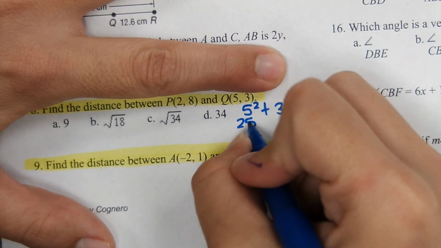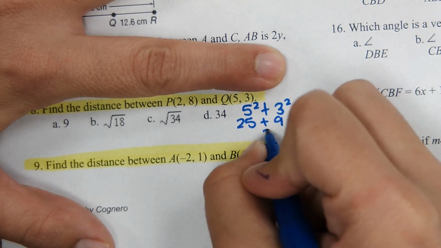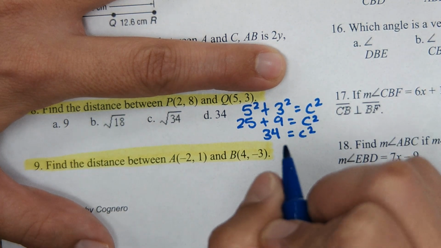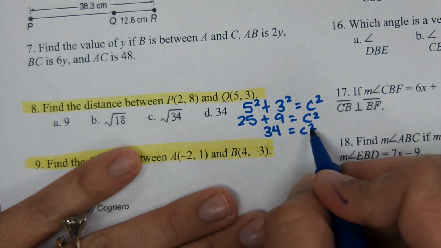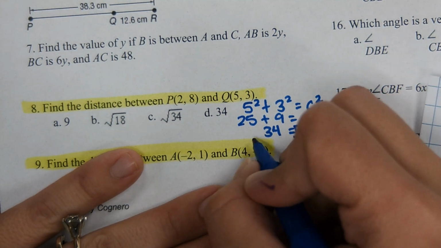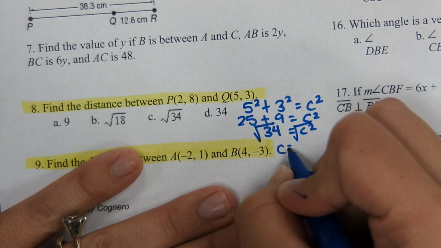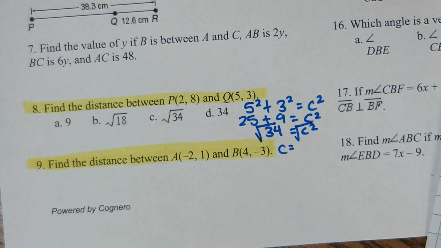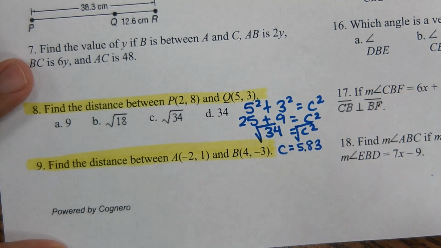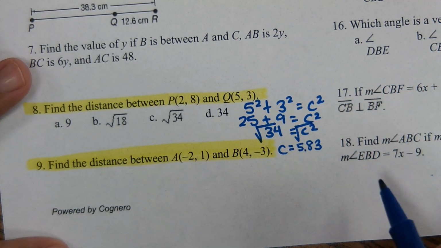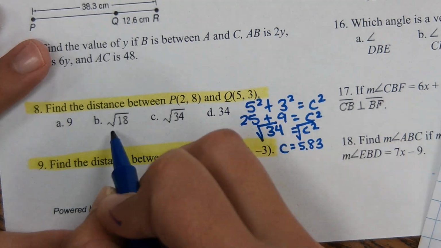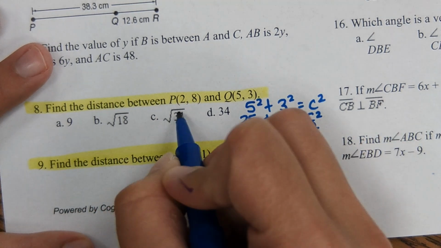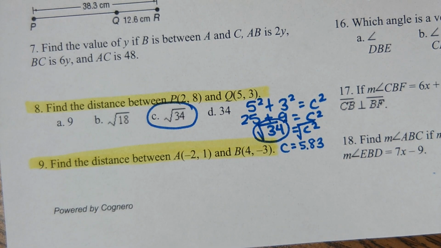So we get 25 plus 9 equals c squared. 34 equals c squared. And then c squared, to get rid of this square right here, I'm going to take the square root of both sides. And then c equals 5.83. So I got 5.83, but when I look at the answer choices, 5.83 is not there. In this case, they didn't simplify the square root, so you just choose square root of 34.